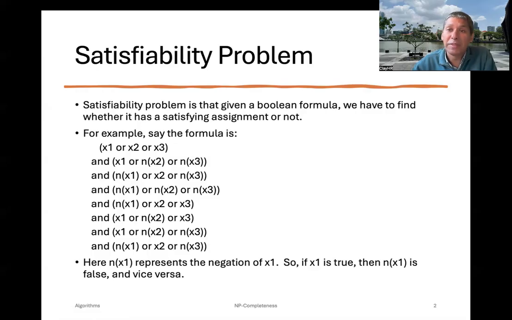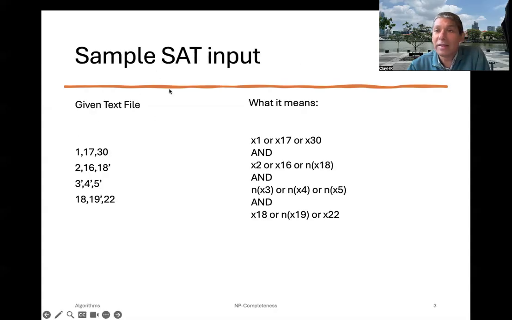The beauty of this problem is that it is very easy to explain to anybody, and you can even give it to younger students, to younger kids, saying, hey, go ahead and try to find an assignment. If they find it, it's kind of like solving a little maze problem. Right? So here's a little SAT input.